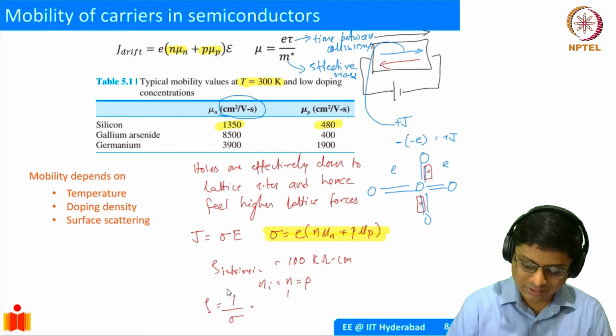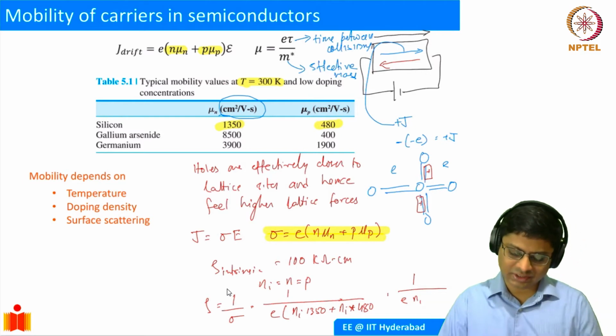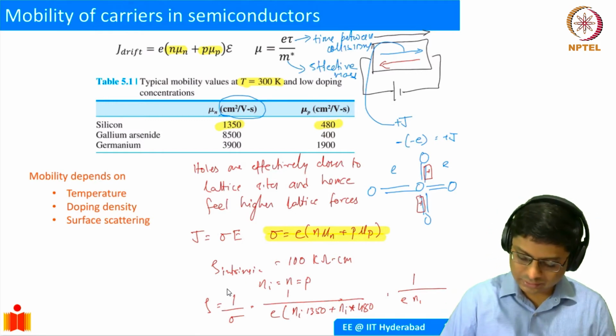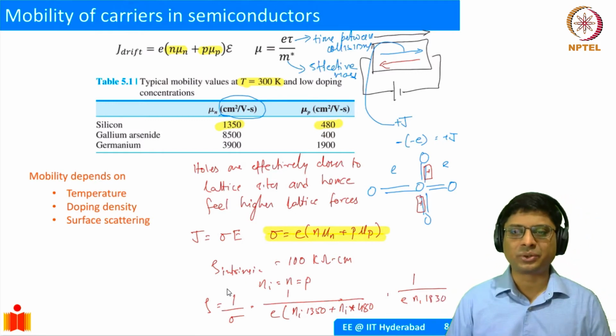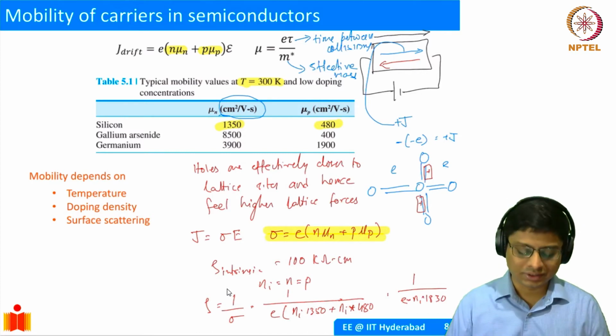That is going to be 1 by charge density times Ni times (mu n plus mu p), which is going to be 1350 plus 480, again times Ni. So this will turn out to be something like e Ni times (1350 plus 480), which is 1830, right? Estimate how much this is going to come to, and see what the resistivity is for intrinsic semiconductor, okay?